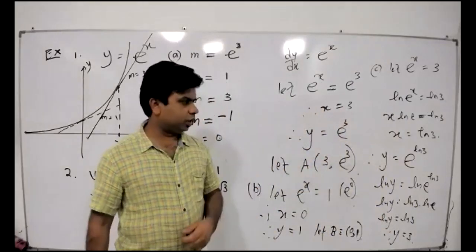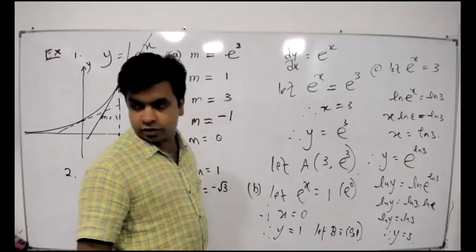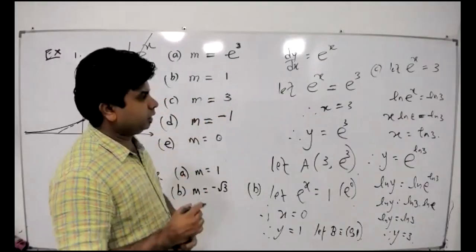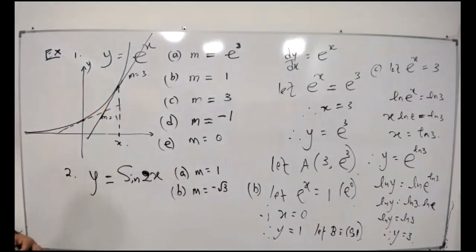Therefore, the point is actually (ln 3, 3). You can just name the point C. The point C is actually (ln 3, 3).